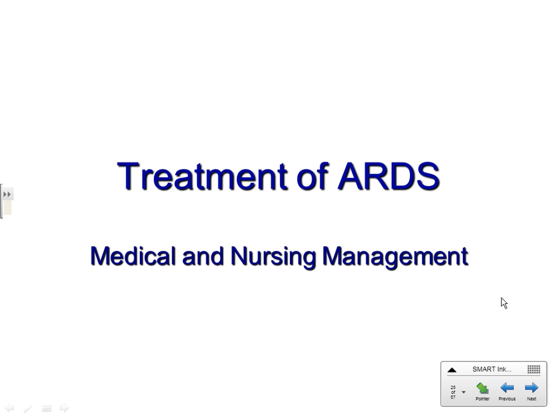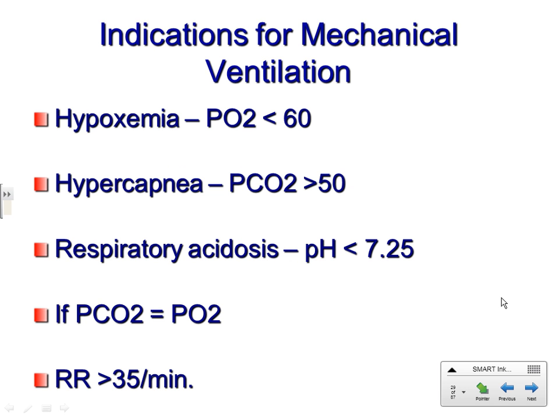So the indications for mechanical ventilation are very similar to the ABGs that we saw for that patient with acute respiratory failure. Hypoxemia, the PO2 less than 60. Hypercapnia, PCO2 greater than 50. Respiratory acidosis, a pH of less than 7.25. So a lot of those examples that we talked about on those ABG questions, those patients would have to be on a ventilator just based on their pH.